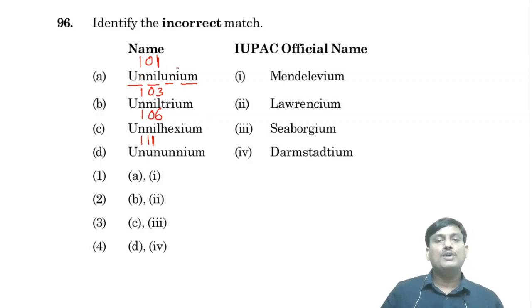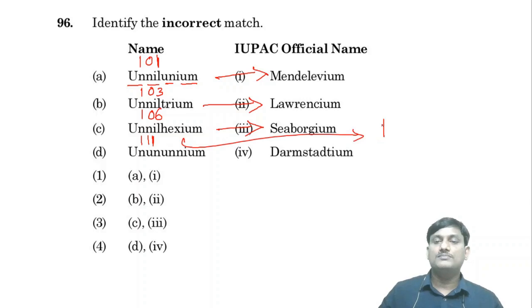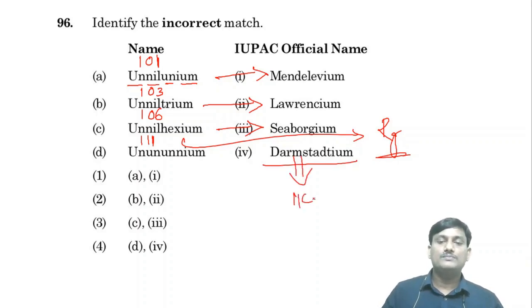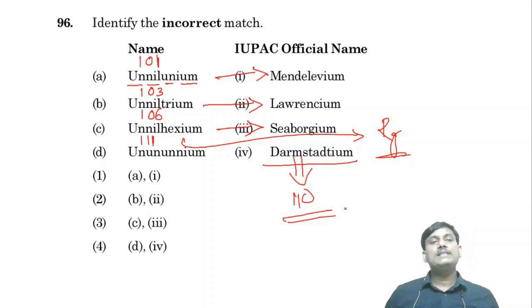If you take 101, Mendelevium, this one is correct. 101 is Mendelevium, and 103 is Lawrencium, this one is also correct, and 106 is Seaborgium, this one is also correct. And 111, actually 111 is Roentgenium, Rg, not Darmstadtium. This one is 110. So which one is incorrectly matched? D is incorrectly matched.